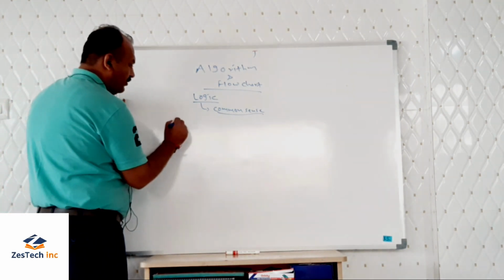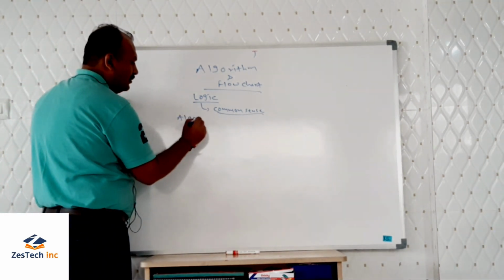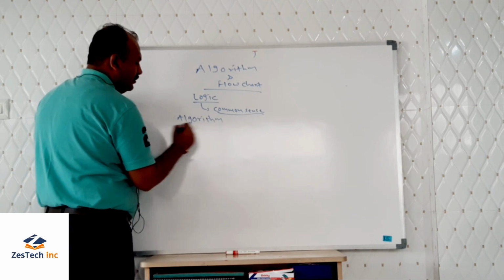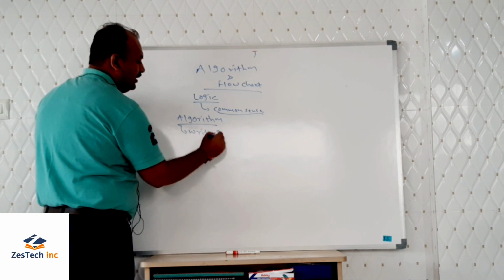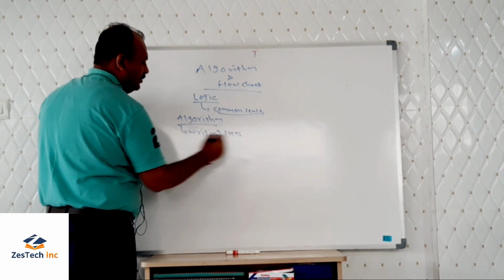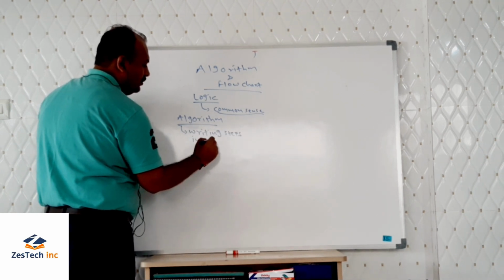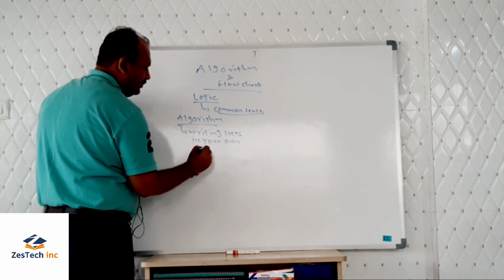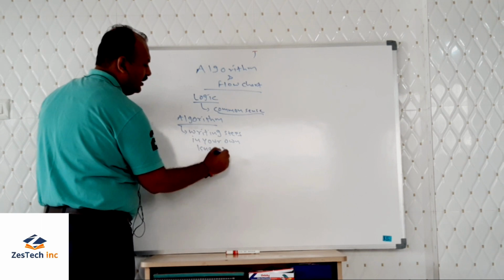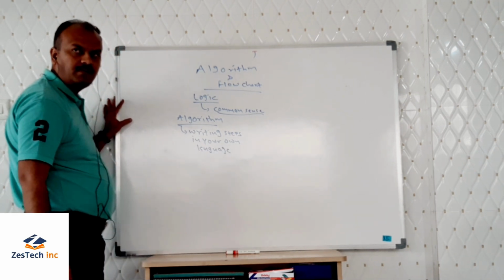The definition of algorithm: it is writing steps in your own language. That is the definition of an algorithm.